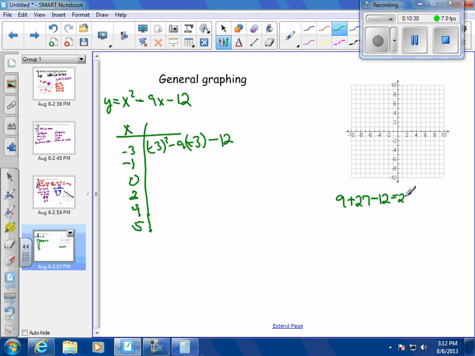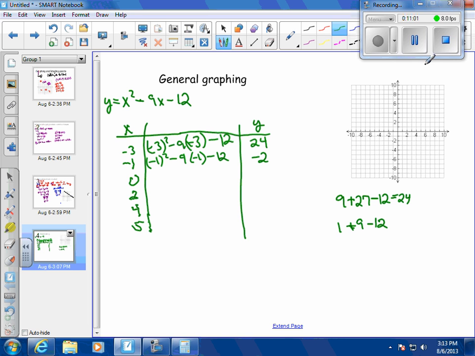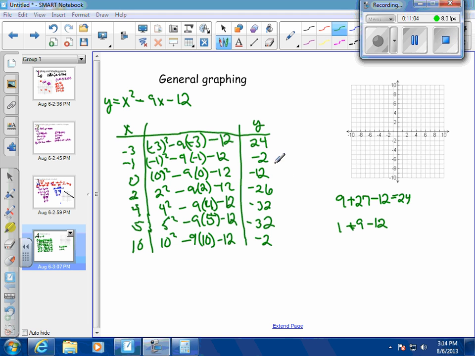So I didn't really finish setting up my little chart here that I usually do. I usually do all my work in that middle, and I do my y at the end, so I'll get 24 over here. Then over here I'll have -1 squared minus 9 times -1 minus 12. When I do that work over here, I'll have 1 plus 9 minus 12, which will get me -2. So I went ahead and figured out the rest of these, so if you guys want to write that out, it's fine. If not, that's the gist of it.